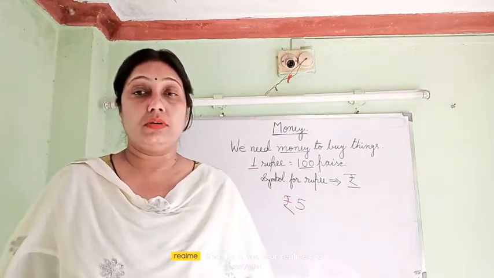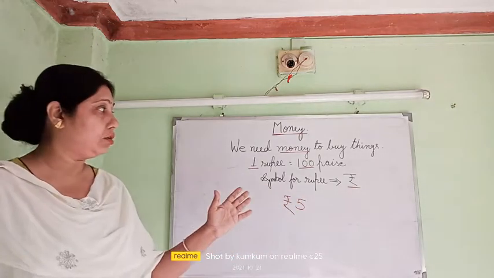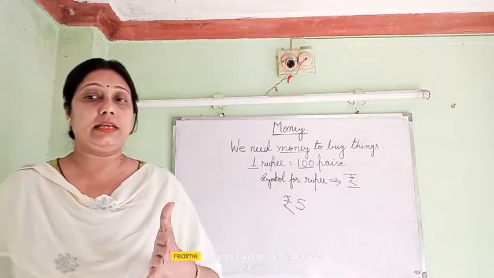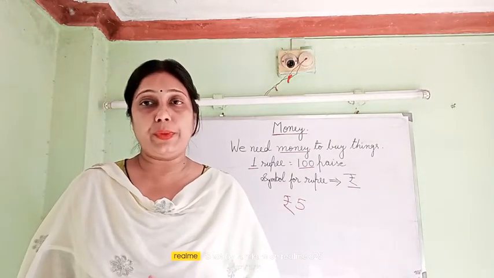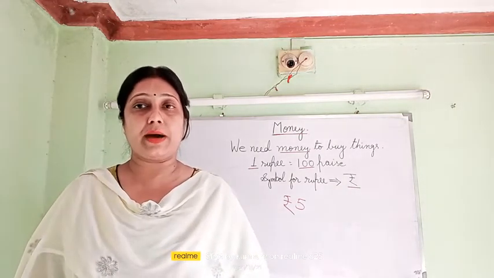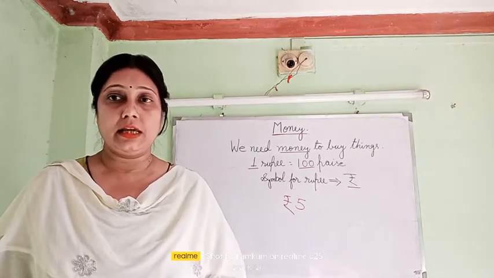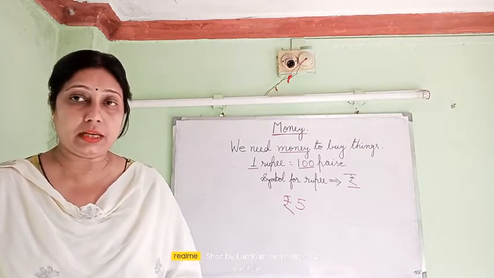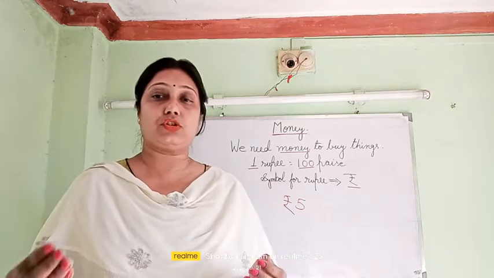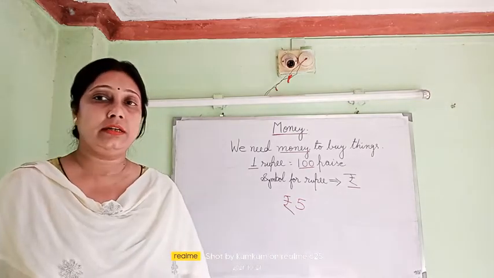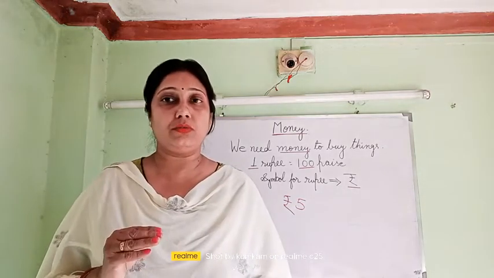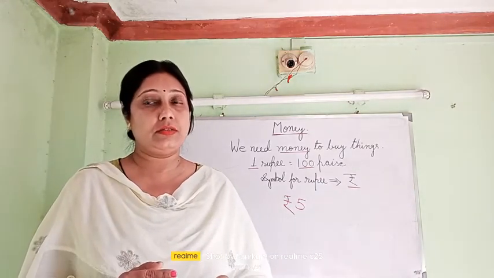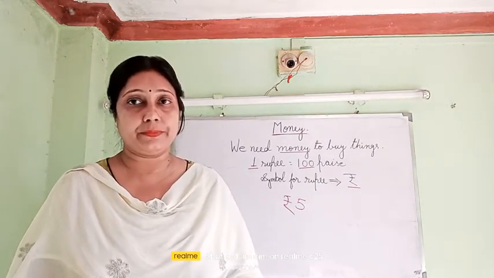Now come back to the topic money. They are used to buy things. These rupees and paise we use to buy things from the market. Whenever you go to the shopkeeper, you give the money to the shopkeeper, and in return the shopkeeper gives you the goods or the things which you want to buy from the shop.